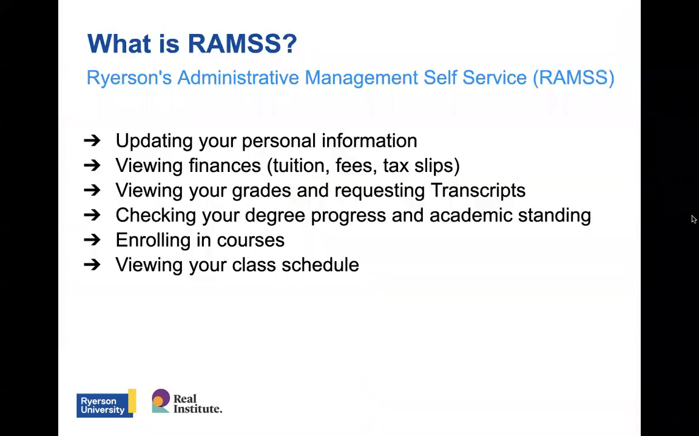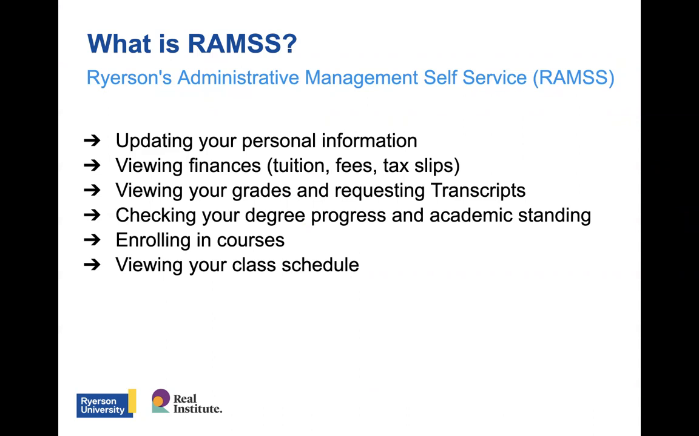So what is RAMSS? RAMSS is an acronym. It stands for something that's really long: Ryerson's Administrative Management Self-Service, or RAMSS. It's actually kind of interesting because RAMSS is the name of the actual service and this platform. Our mascot is actually RAMSS, Ryerson RAMSS. It's very cute. You'll see it later on.